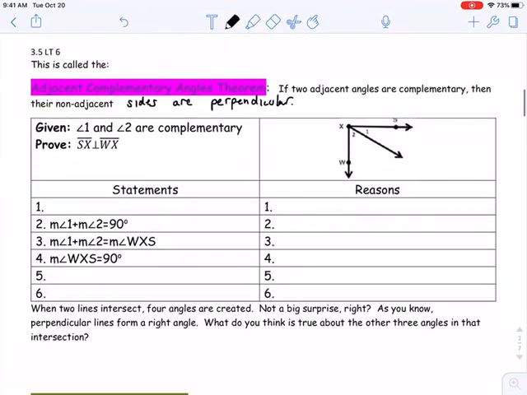All right, and let's go ahead and prove this. All right, so angle 1 and angle 2 are complementary. Given. And again, we're using buzzwords, so I said they're complementary, so I can say the measure of angle 1 plus the measure of angle 2 equals 90 degrees by definition of complementary.